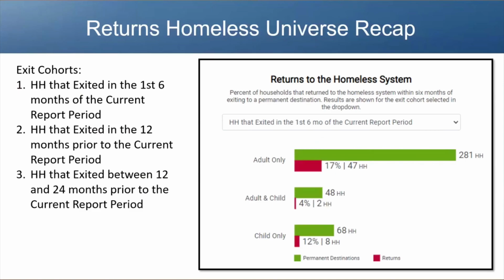The returns universe is based on one of 3 exit cohorts included in Stella: households that exited in the first 6 months of the current report period, households that exited in the 12 months prior to the current report period, and households that exited between 12 and 24 months prior to the current report period. This universe is used in the returns overview, returns by pathway, and returns by population pages of Stella, as well as the returns measures included in the dashboard and trends pages.